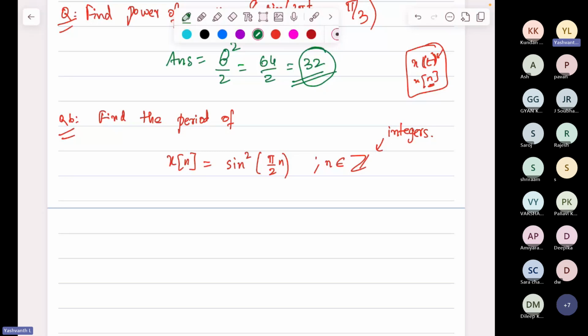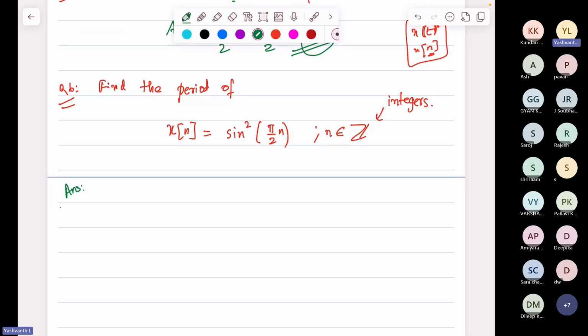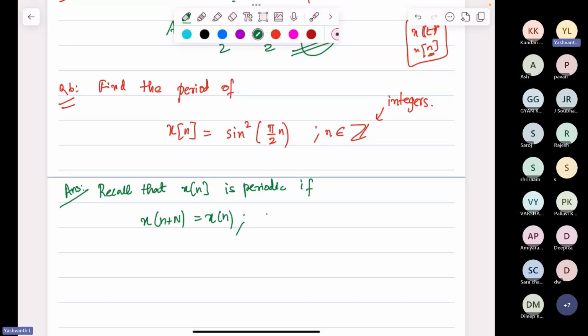Okay, it's a discrete time signal, so it's simple, right? All you need to do is find the capital N, which I'm denoting by N, for which x of n plus capital N equals x of n. That's all, just by the definition. So, answer: recall that x of n is periodic if x of n plus capital N equals x of n. And in this case, capital N is said to be the period. We need to find capital N only.